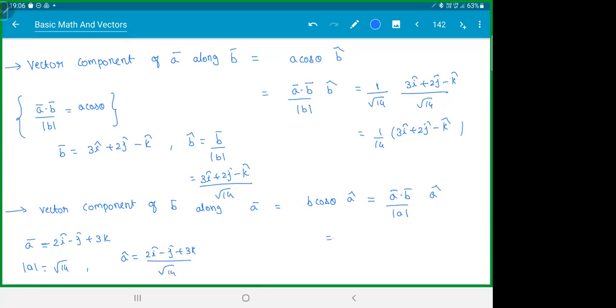So just dump it again here. There's nothing there, just brute force solving. This is 1. This is root 14. This is 2i minus j plus 3k by root 14. Multiply, you'll get the answer. I'll leave it to you. I'll just put 14 there. Easy. This is how you find the components.